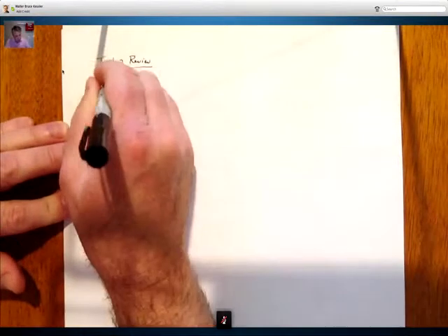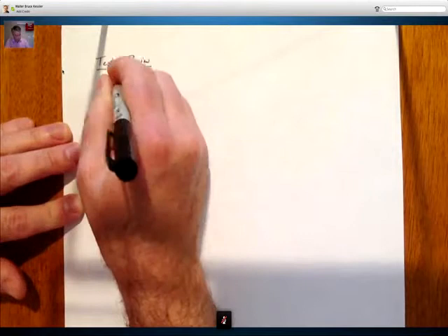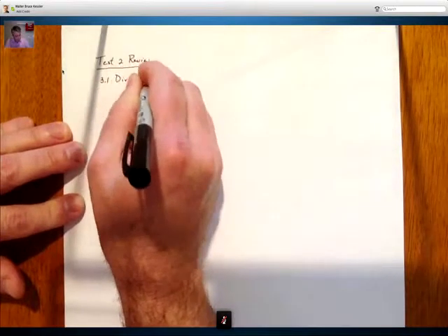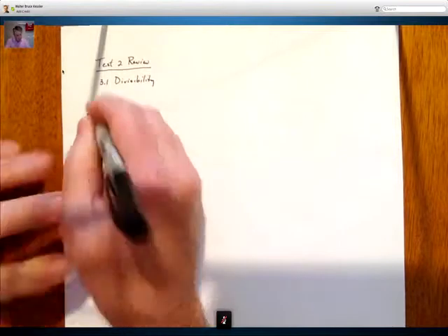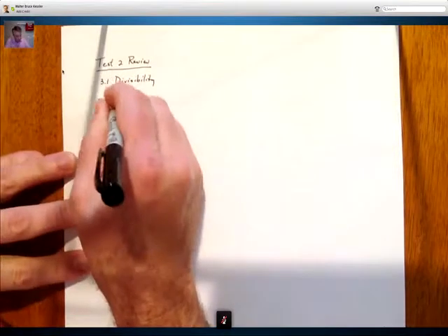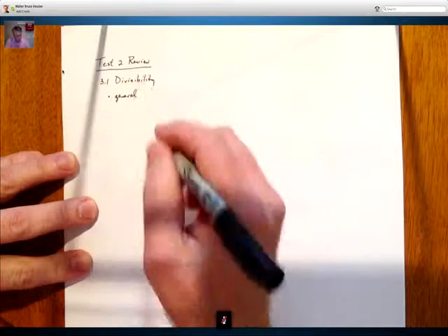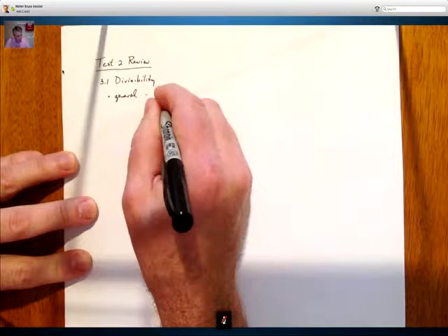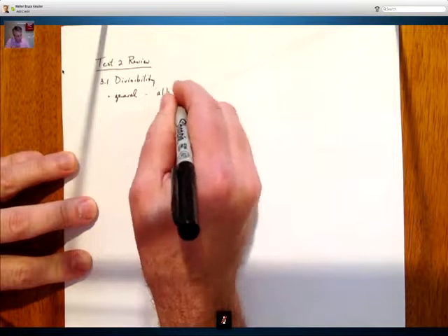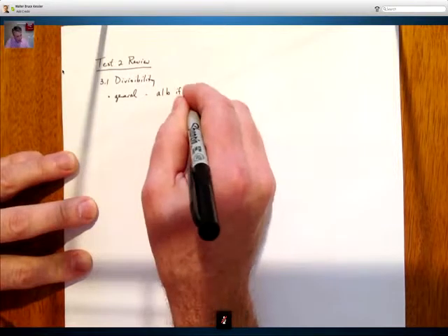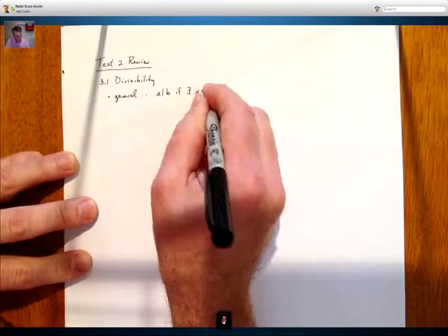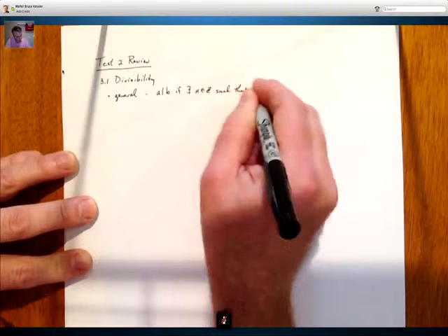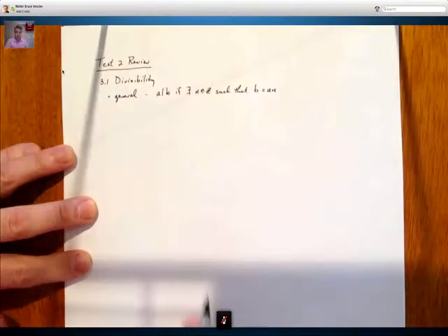Here we go. 3 sections. 3.1 is on divisibility. And we had problems on just general divisibility, things like, make sure you know what it is. A divides B if there exists some integer n such that B is equal to an.